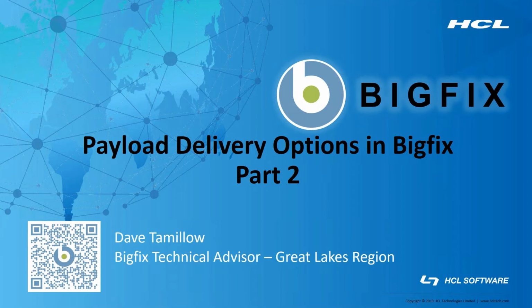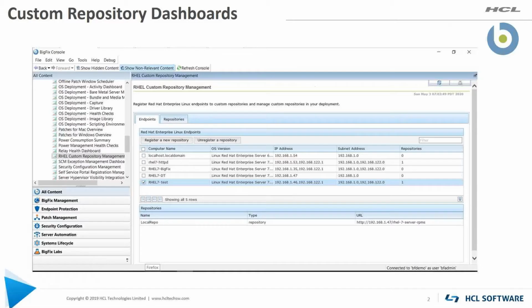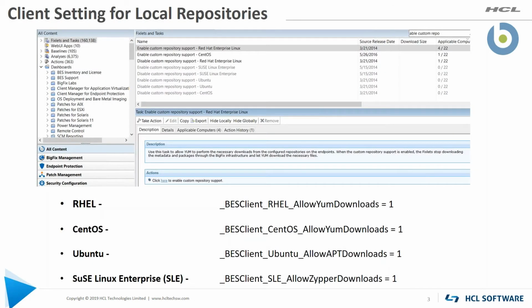In the previous video, we discussed how BigFix gets content from the internet when an endpoint needs a payload as part of a deployment action. That's not the only option, though. Non-Windows endpoints can be configured to pull content from local repositories rather than from the internet. Configuring endpoints this way is handled through a client setting applied by a fixlet. Each non-Windows OS that supports custom repositories has a specific client setting.